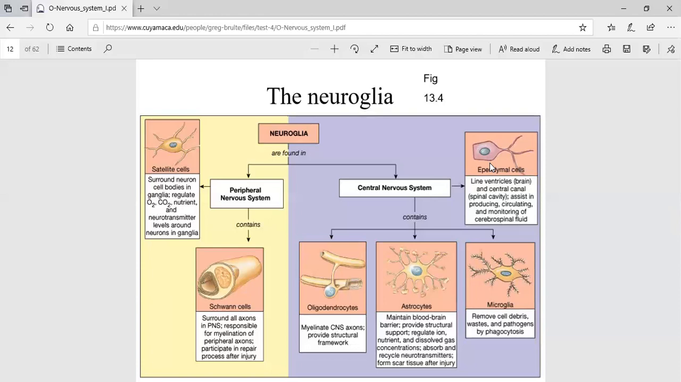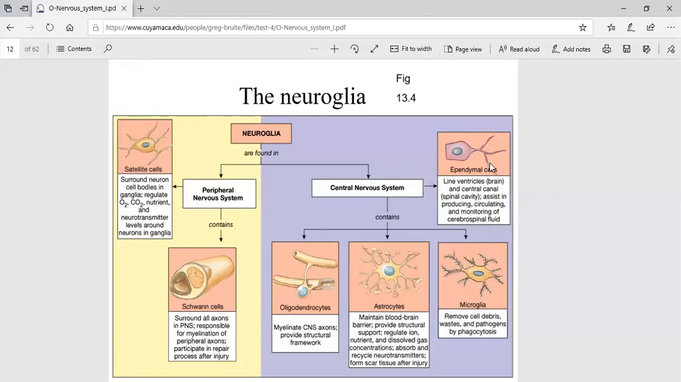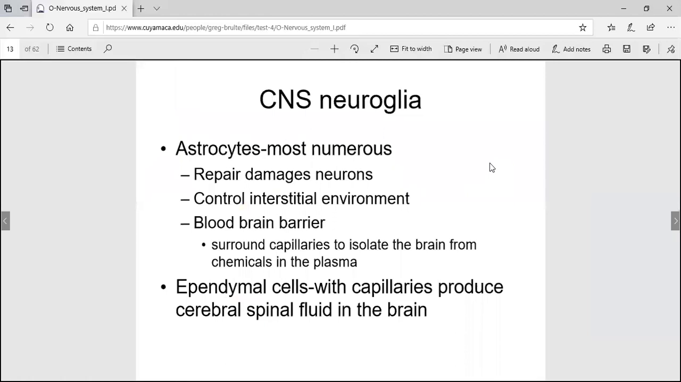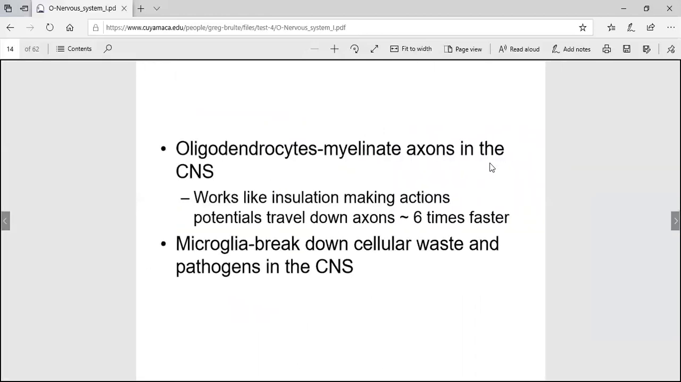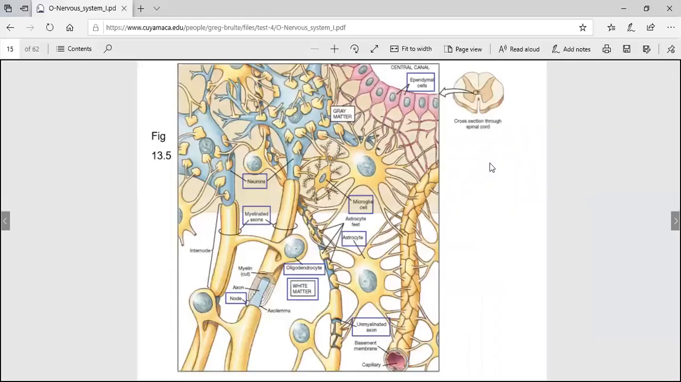All right. So you see how I could also do a matching. I could put all six names on one side and then maintain blood-brain barrier, make CSF or whatever on the right side, and you'd have to match them up. So sometimes I do that. All right. So that was quick, but this is everything we just talked about. Astrocytes, ependymal cells, oligodendrocytes, and microglia.